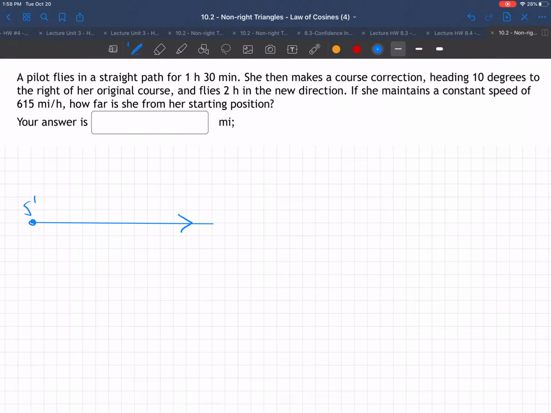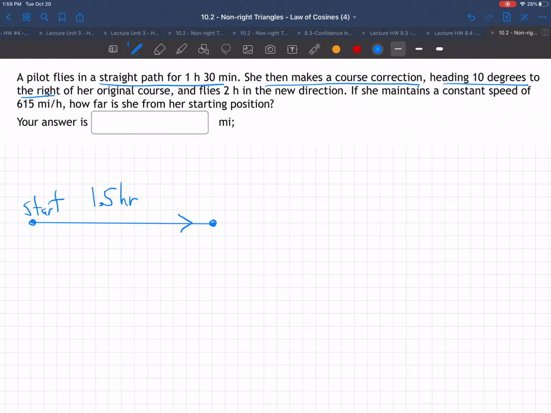Here's where she starts. She's going straight. I'll just say straight. You could go straight up. It doesn't matter. It just says straight. Then, this is 1 hour. Let's just make that 1.5 hours, right? 1.5 hours. Okay, she then makes a course correction heading 10 degrees to the right.